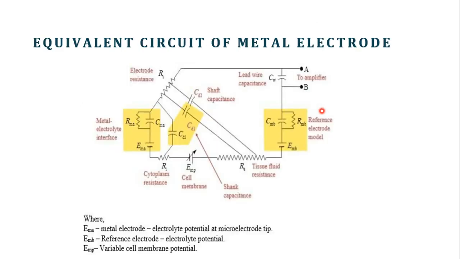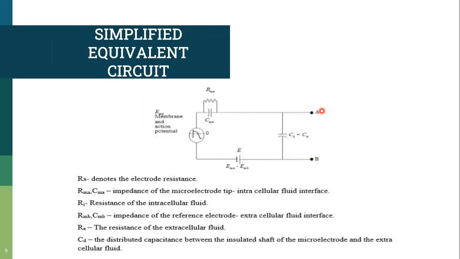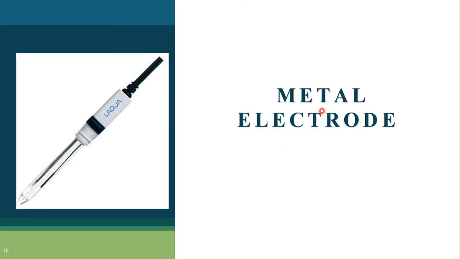And so this is the electronic circuit, the simplified equivalent circuit for the metallic microelectrode. This is a real-time application of the metal electrode, where it has a sharp, very small diameter tip which can be inserted inside the single cell, and it is insulated by tungsten in order to prevent any electric shock to the patient.